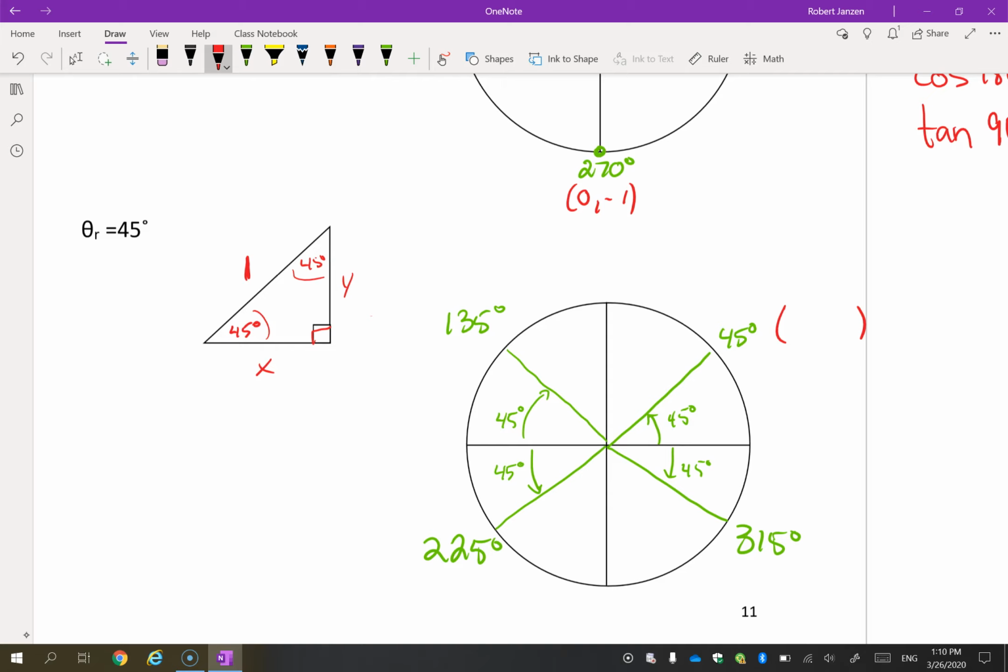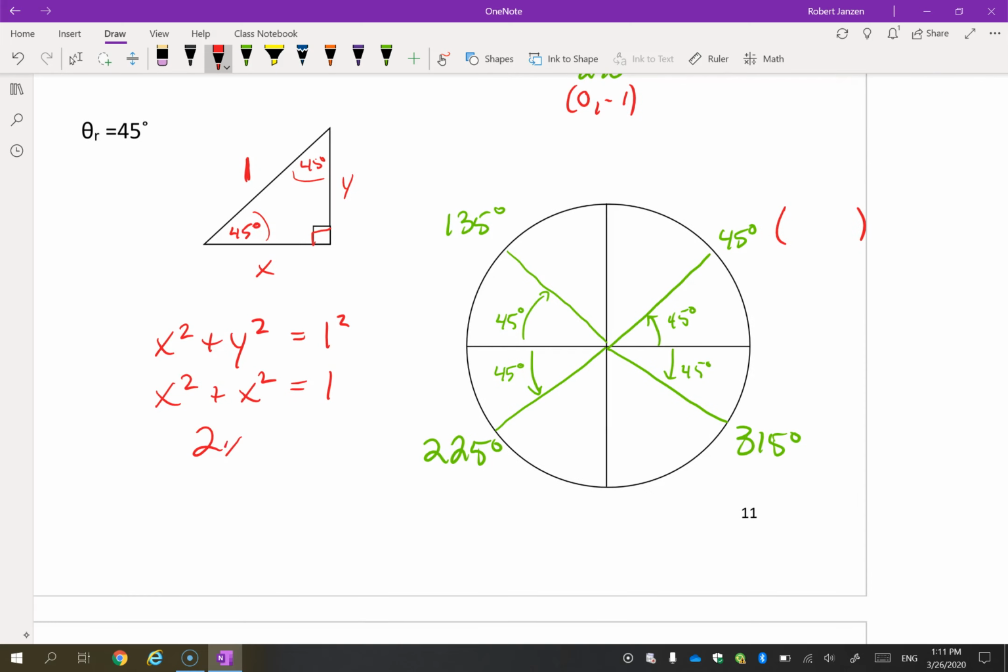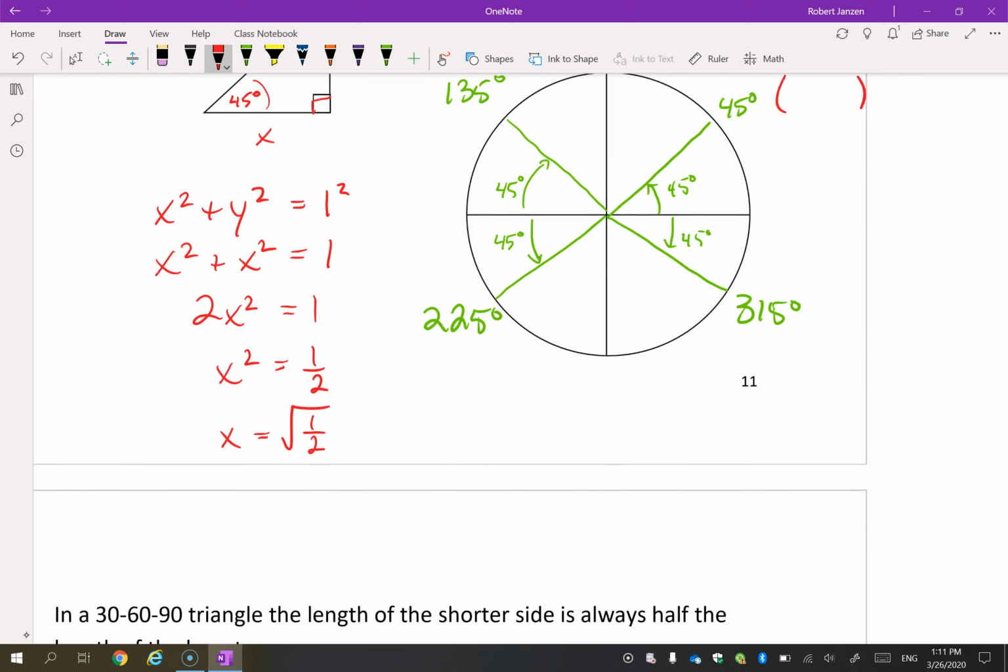So if x and y are the same, and I set up Pythagoras here, I could just write that x is the same as y. And so I get 2x squared is 1. X squared is 1 over 2. So x is the root of 1 over 2, which I can simplify. If I take the root of 1, I get 1. But the root of 2 I cannot simplify. But I can rationalize it.